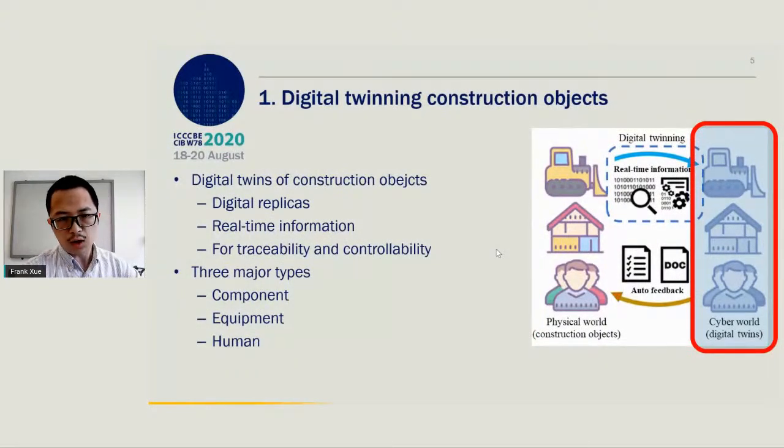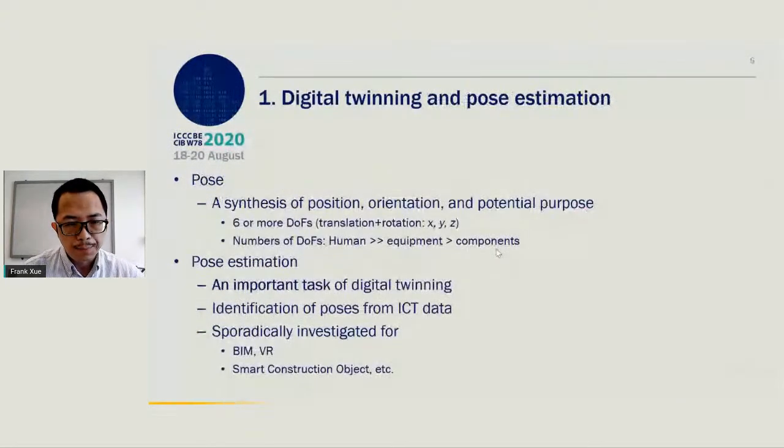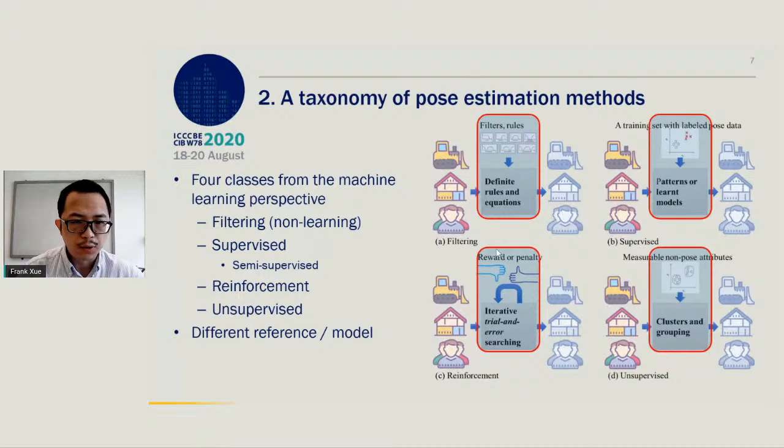And then about the construction objects, you know, we really wish to have the digital replicas with the real-time data. The aim for us is to trace and control these construction objects. So we have three different types: components, equipment, and humans. Yeah. So pose is a kind of composition of the position, orientation, and potential purposes. So if you look into the degree of freedom, you can see for each component have at least six, and there will be more degree of freedoms for equipment and also for human.